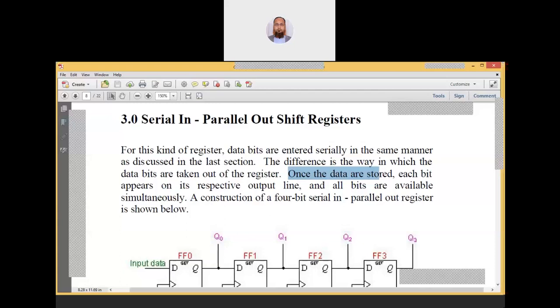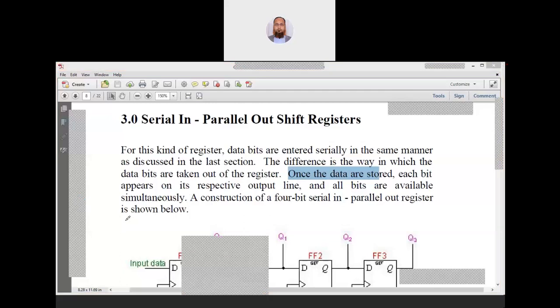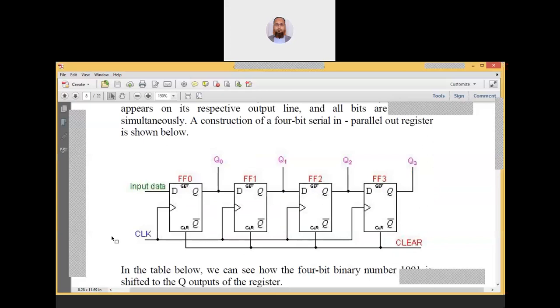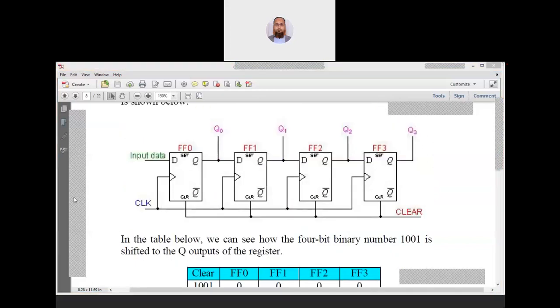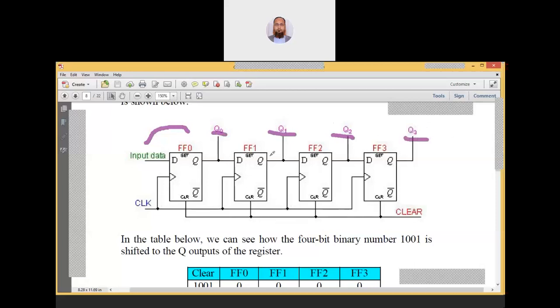A construction of 4-bit serial in and parallel out is shown here. So what is the difference here is, the data we will enter from here. Okay, serially how we enter data, you know it. So we will serially enter the data. Okay, now the data has been entered, so Q0 has the MSB, Q1 is next to the MSB, then next to the LSB, then this is the LSB. Okay, so this data is available.